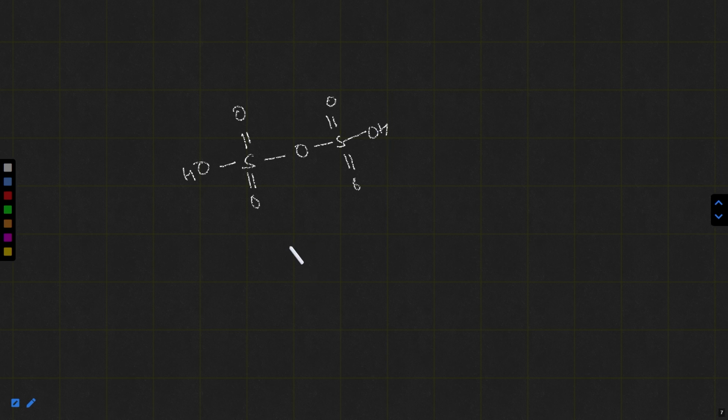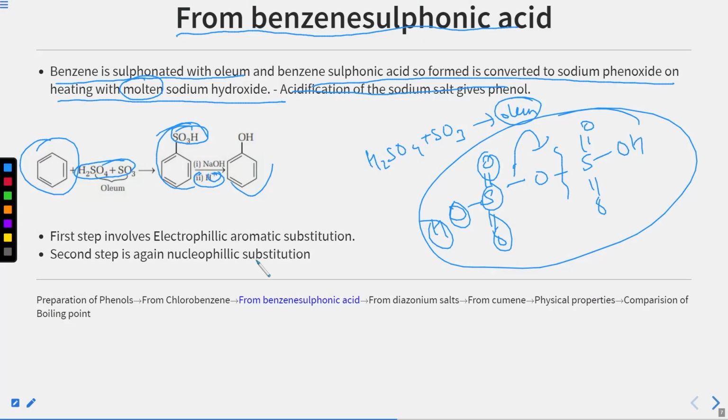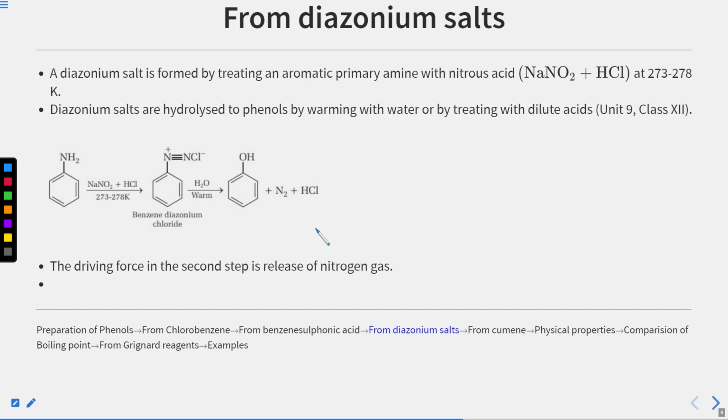So this is oleum. And how is it formed? It is formed by the reaction of H2SO4 and SO3. Clear? Okay. Now next, from diazonium salt.